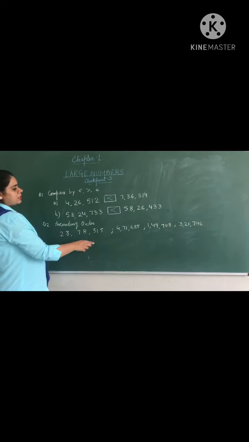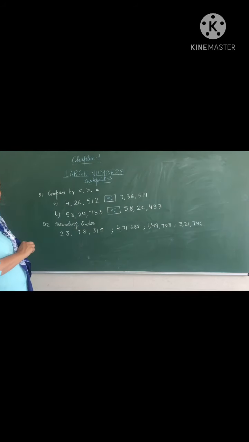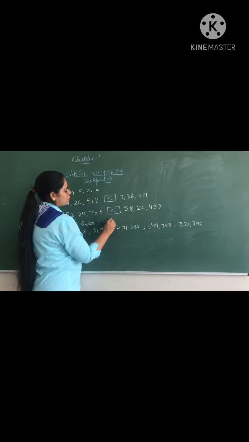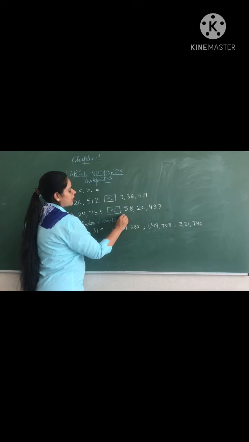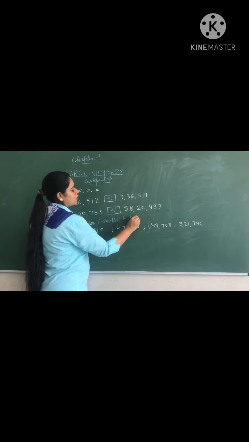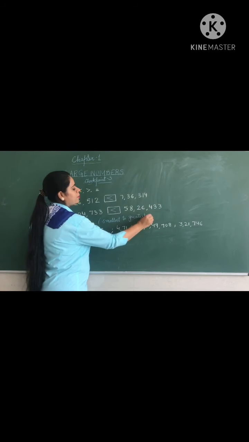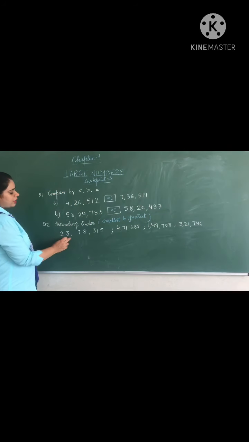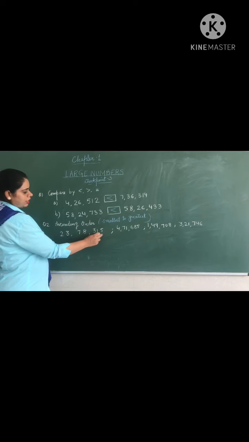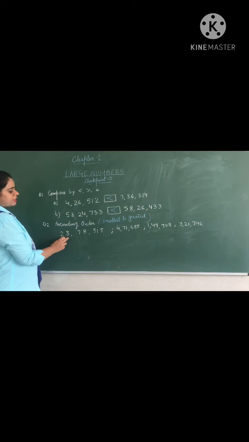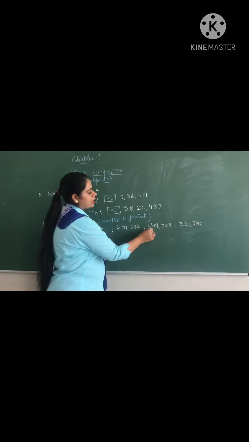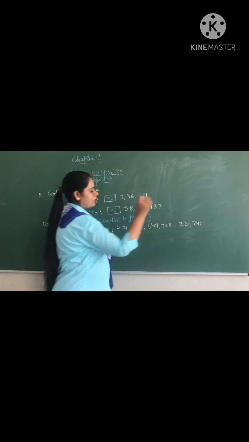You have to arrange these numbers in ascending order. What is the meaning of ascending order? Moving from smallest to greatest. छोटे से बड़ा. Now you can see it is given to you 23,78,315. It means it is given in lakhs. It is also given in ones, thousand and lakhs.